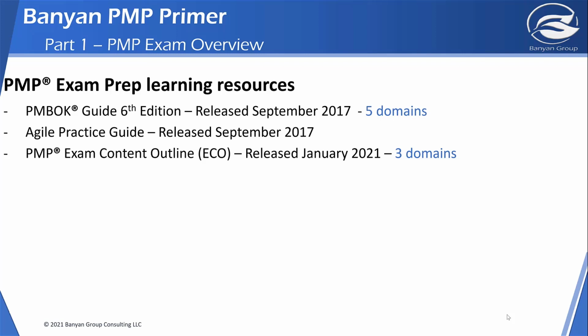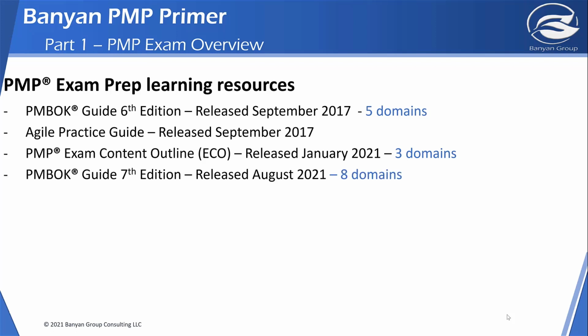So while it highlighted 3 domains, those 3 domains laid over the 5 domains. So they didn't necessarily contradict the 5 domains, they just operated across the 5 domains. Now, PMI comes out with the new PMBOK guide about every 4 to 5 years, and right on schedule, the 7th edition came out in August 2021. It did create some confusion because in the PMBOK guide 7th edition, they highlighted 8 domains. But again, PMI said, for the exam, focus on the Exam Content Outline.